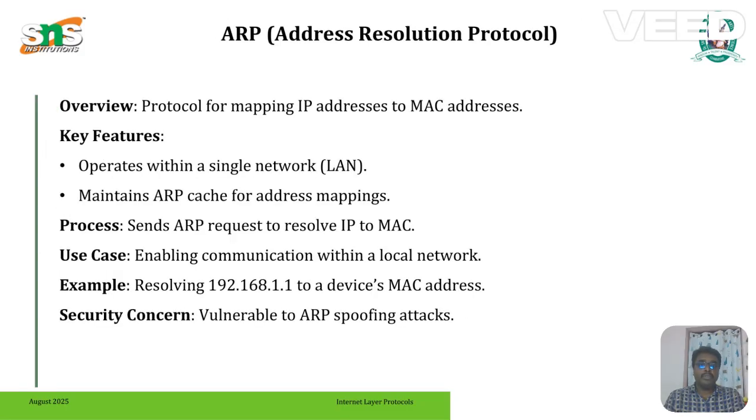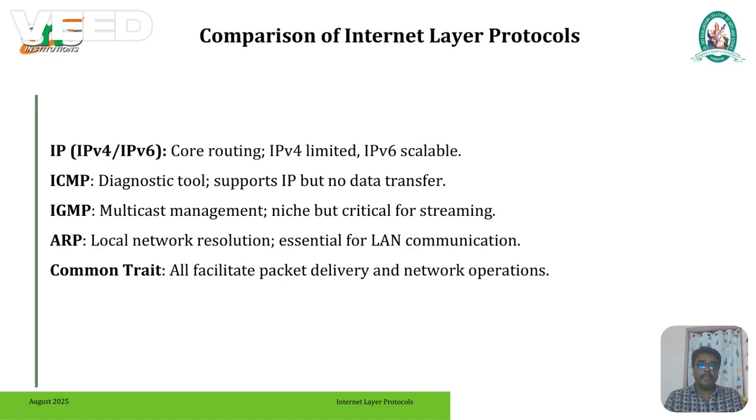Next comes the Address Resolution Protocol. This protocol is used for mapping an IP address to a MAC address. It operates in a LAN. It works by sending an ARP request and receiving the reply. When the Address Resolution Protocol request is sent, the address is resolved, and it is then mapped to the MAC address.